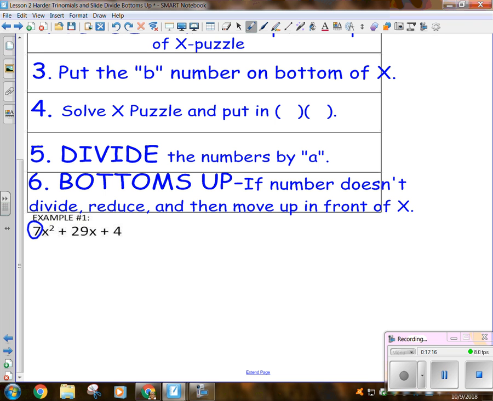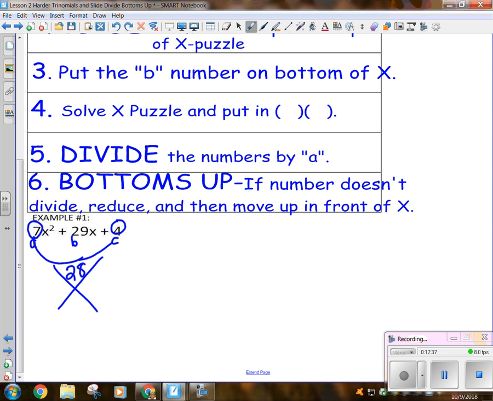Okay, step number 1, we're going to slide. So I'm going to take the A value in the front, which is the 7, the B value is 29, and the C value is 4. I'm going to slide the 7 and the 4 together. What is 7 times 4? 28. Okay. We're going to put that on top of an X puzzle. So we're basically going to organize that number.